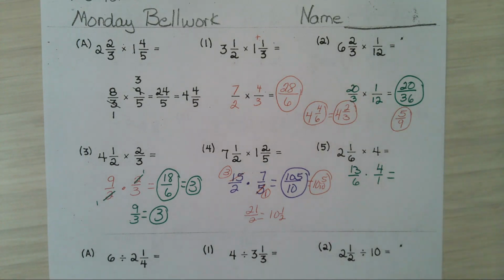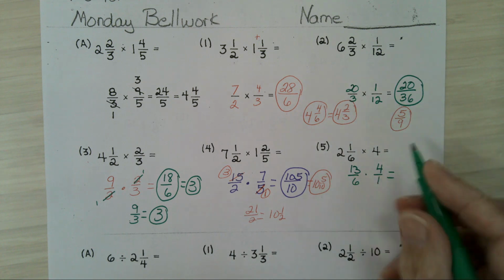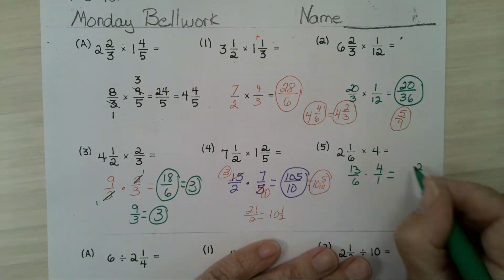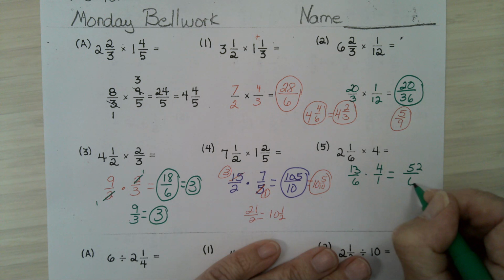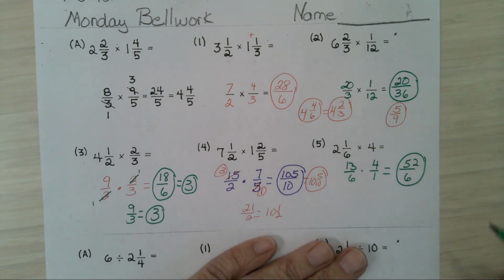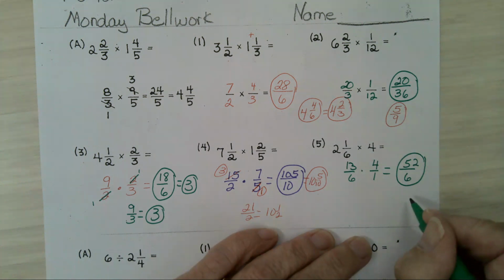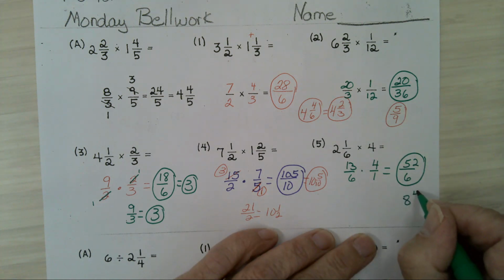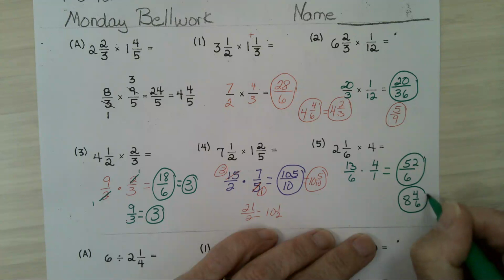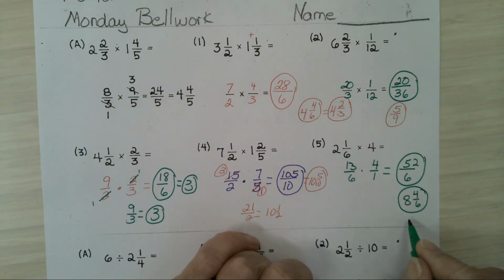Now you multiply straight across. 4 times 13 is 52 over 6. That is a fine answer. Some of you might have said 6 goes into 52 8 times, and you have 4/6. That is a fine answer. And some of you know, what will 4/6 simplify to?